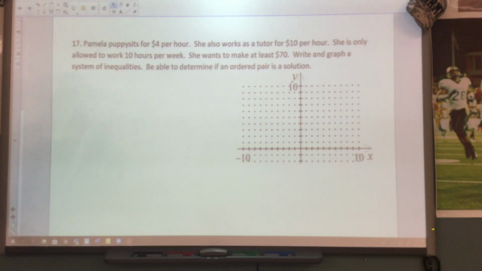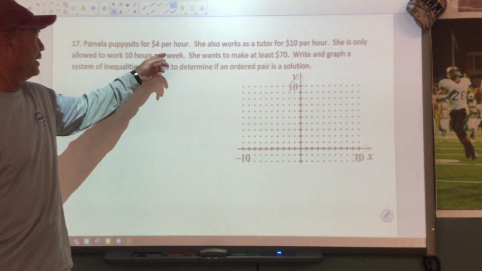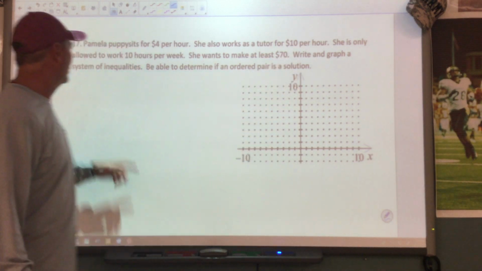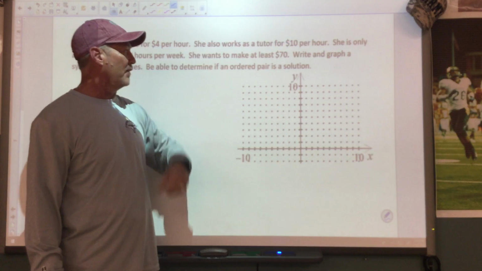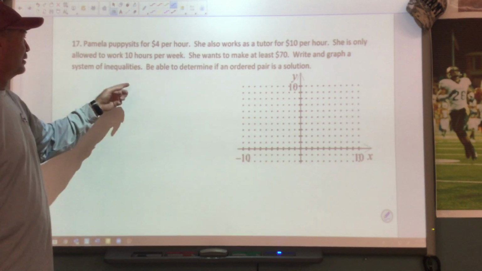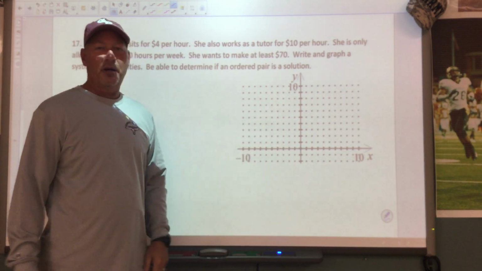On number 17, Pamela puppy sits for $4 an hour. She also works as a tutor for $10 per hour. She is only allowed to work 10 hours per week. She wants to make at least $70. Write and graph a system of inequalities. Be able to determine if an ordered pair is a solution.